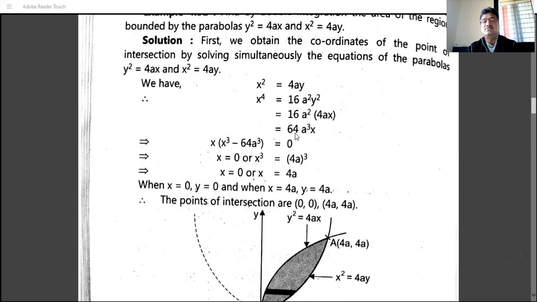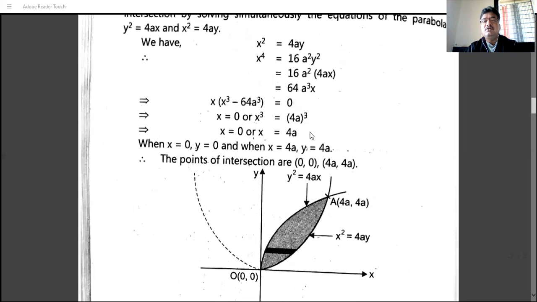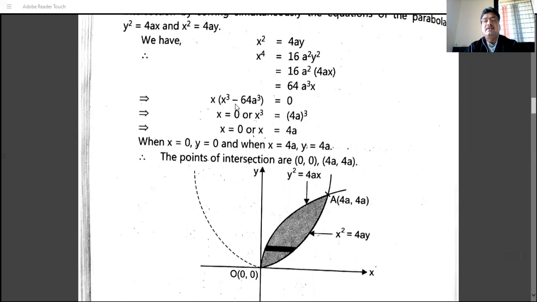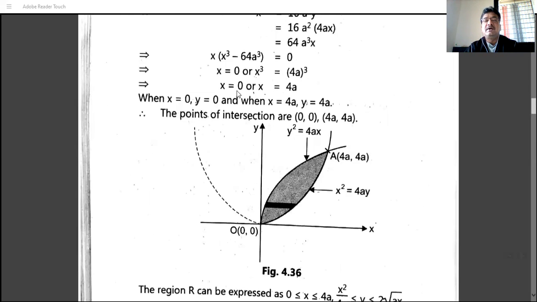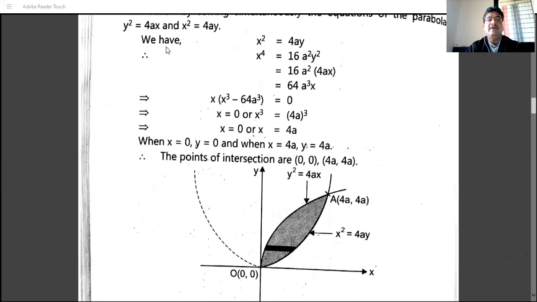We have x raised to 4 is equal to 64a cube into x. Then shift this term to LHS and take x as common. So we have x in bracket x cube minus 64a cube is equal to 0, which implies x is 0 or this bracket is 0. This bracket is 0 means x cube is 64a cube, that is (4a) cube, and therefore x is 0 or, taking the 1/3 power of both sides, x is 4a. And if x is 0, then y is also 0.